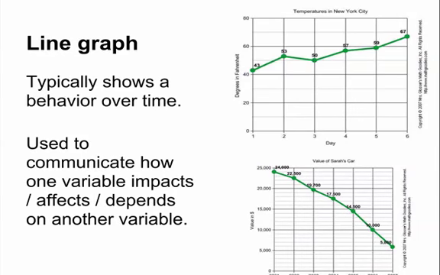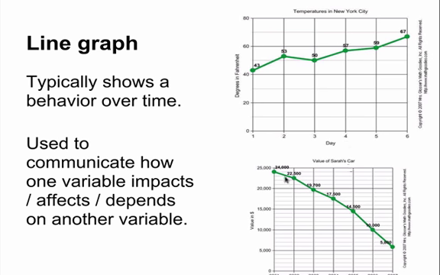A line graph typically shows a behavior over time, but it doesn't have to. It can be a graph used to communicate how one variable impacts, affects, or depends on another variable. Okay? As you can see, you've got the temperatures in New York City. You've got a title, you've got degrees in Fahrenheit, you've got a label and a unit, you've got the day, so day 1, 2, 3, 4, 5, evenly spaced out, 0, 20, 40, 60, 80, evenly spaced out, and we see the temperature ranges as it goes across. So we can see as the days go on, there's a relationship, the temperature increases.